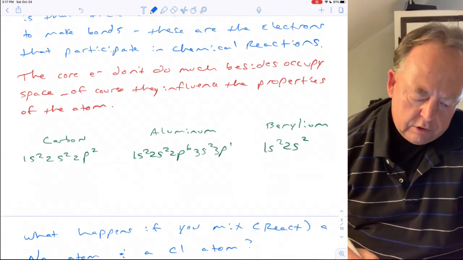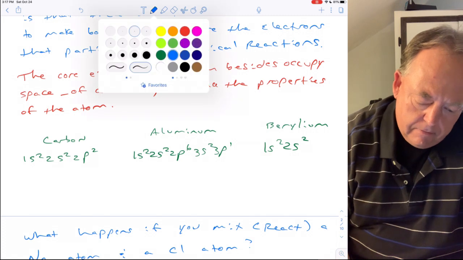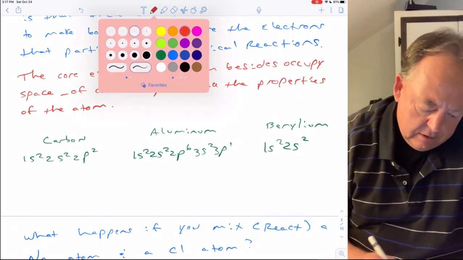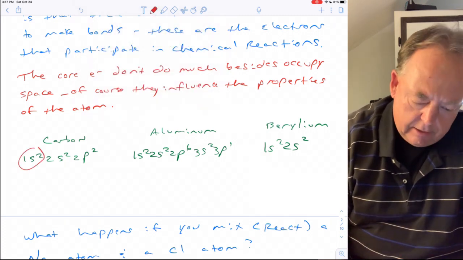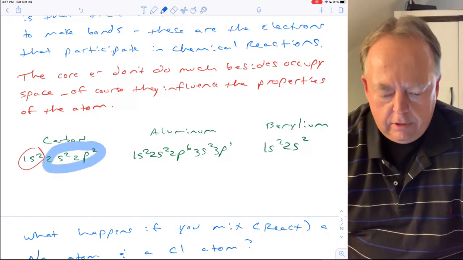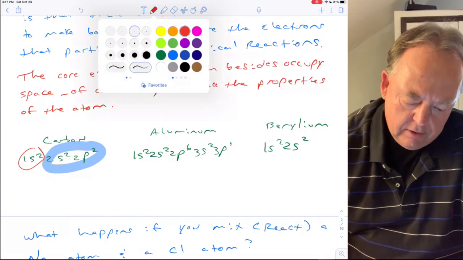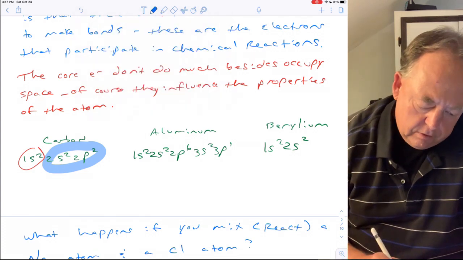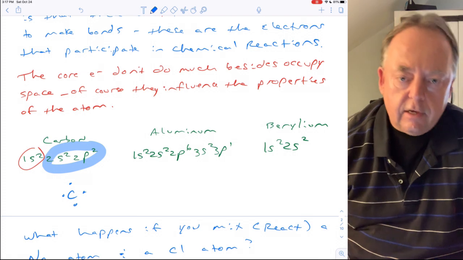So for carbon, what are carbon's valence electrons? Well, the core is helium, so it would have 4 valence electrons. And of course, the easiest way is just to look at carbon in the periodic table. It's in group number 4, so it's got 4 valence electrons.